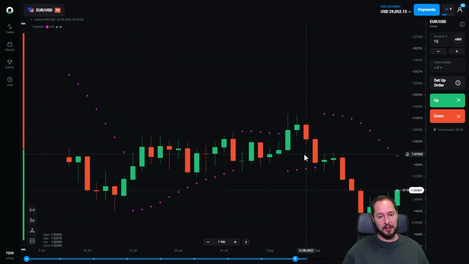So basically, what does it mean? It means that there is some probability that the price will reverse at this point, and this is the main signal when the parabolic dots appear on the other side.